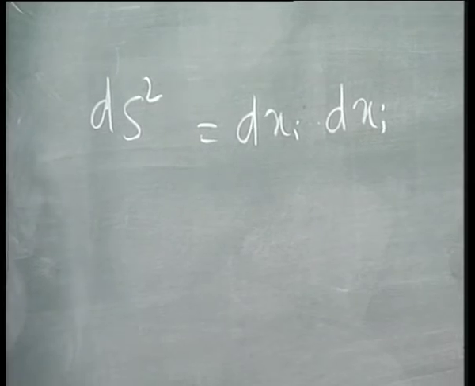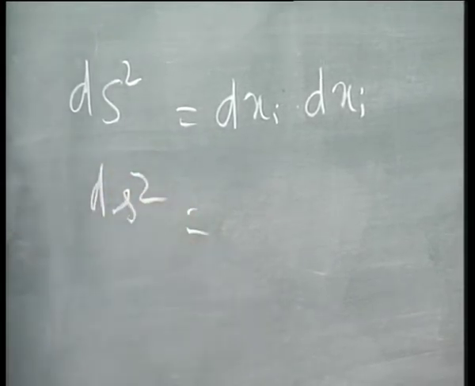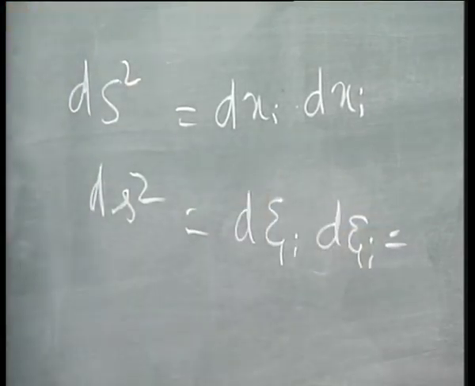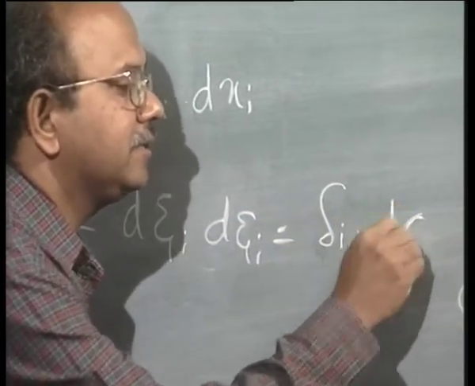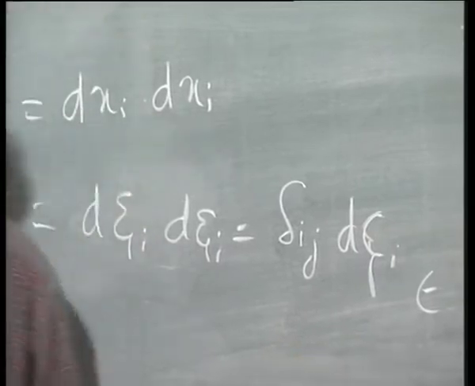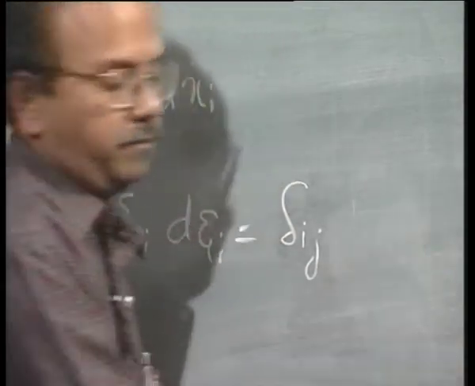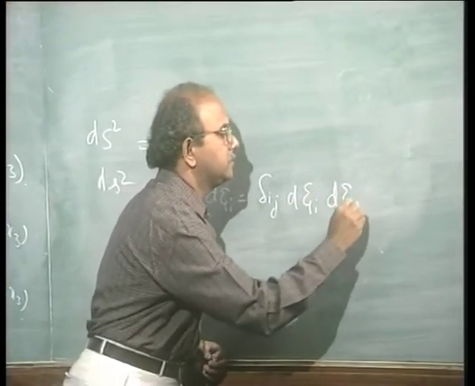Is that clear? Now let us call the length of small p small q, ds squared. That ds squared is now d psi i d psi i, and I am going to write it as delta ij d psi i d psi j.